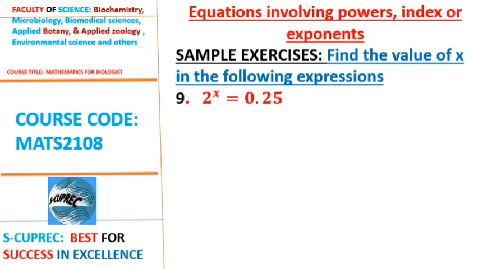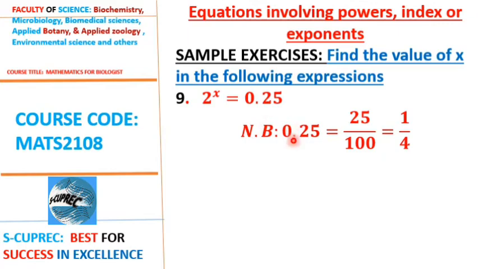Number 9, if we have 2 raised to the power x equals 0.25, how can we simplify this? The same approach. We move until we get the whole number. So we have to note that 0.25 can be written as 25 divided by 100. Why? Because from here we have to move 2 units, 1, 2. So since we have moved 2 units, it means we are dividing that whole number part by 100, or multiplying it by 10 raised to the power minus 2, since we've moved 2 times towards the right.